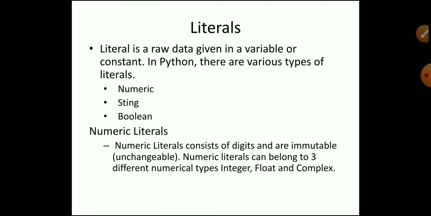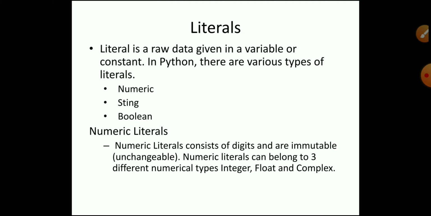Next one is literals. Literals are called raw facts, or raw data. That means constants; another name for constants. What is a constant, sir? We give a value to a variable, and it is not possible to change it anywhere in the program. That is called a constant. That name we also say literals. So when we give a value for the variable, that is called a literal. Literals are raw data given in a variable or constant.